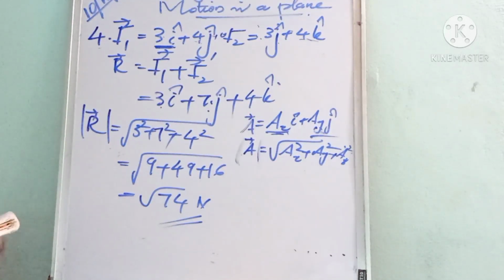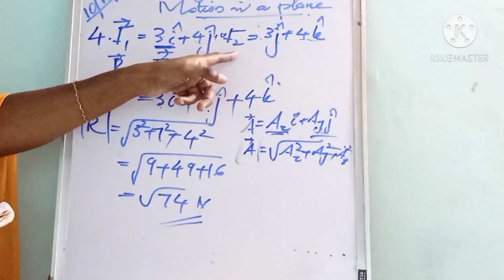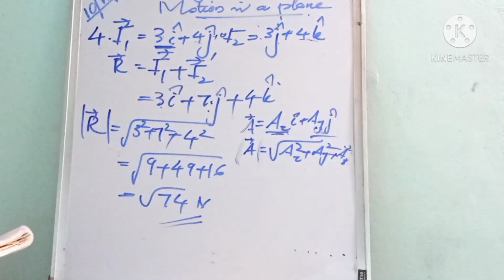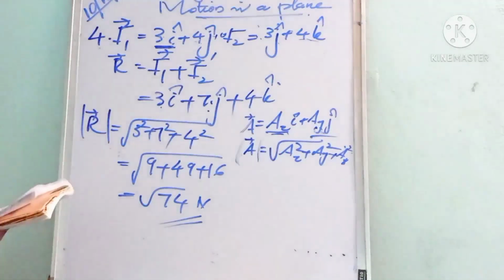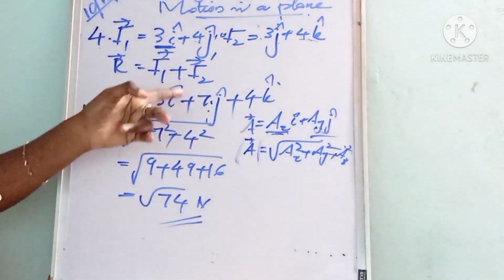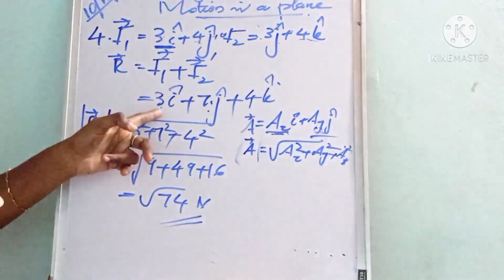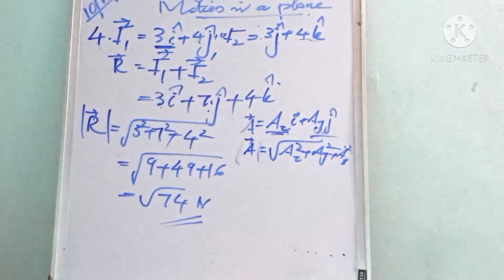Listen to it. Here we have two forces, F1 is 3i plus 4j and F2 is 3j plus 4k, acting simultaneously at a point. Then what is the magnitude of the resultant vector? If the forces are given in terms of orthogonal unit vectors, in order to find the resultant of these two forces, we just add the coefficients of the terms containing i, j and k. Then after adding this, we will get 3i plus 7j plus 4k.